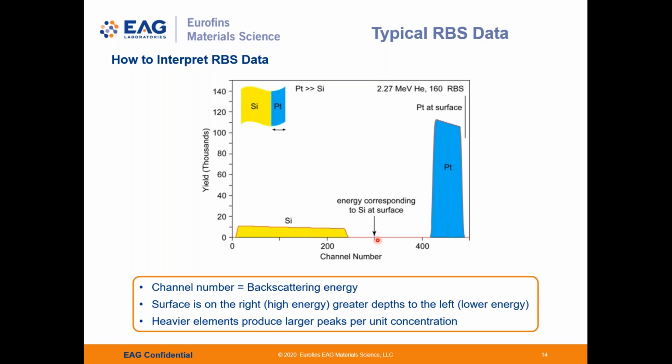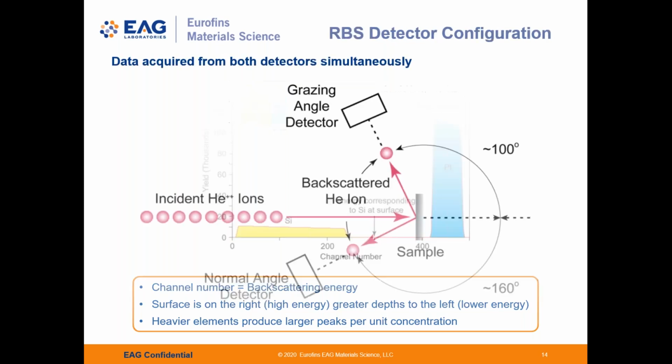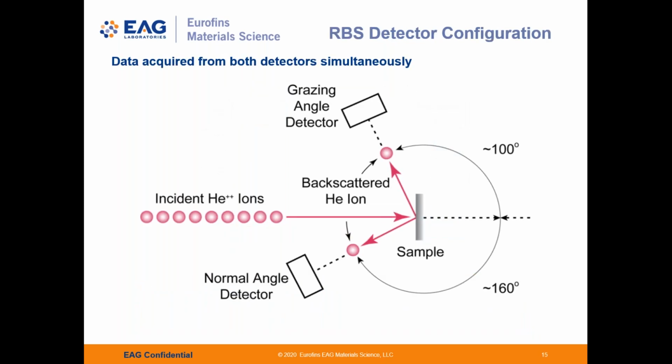Sometimes multiple RBS spectra are needed to unambiguously determine a thin film structure, and that is the subject of the next slide. Okay. The sample stage is placed in the path of the ion beam and oriented to be normal to the incident ions. The location of the detectors is significant.